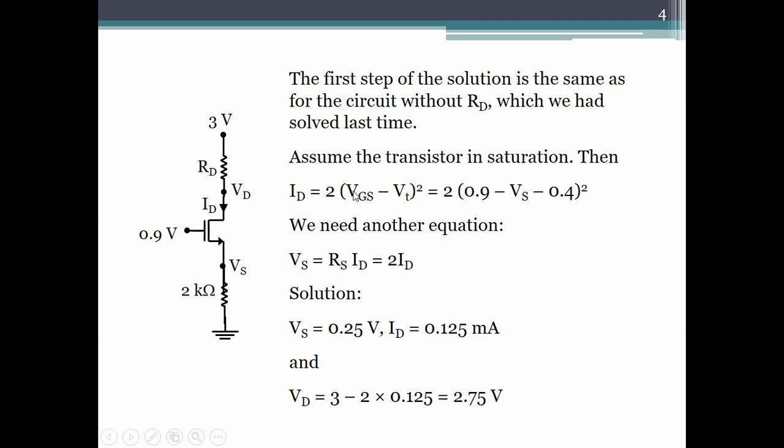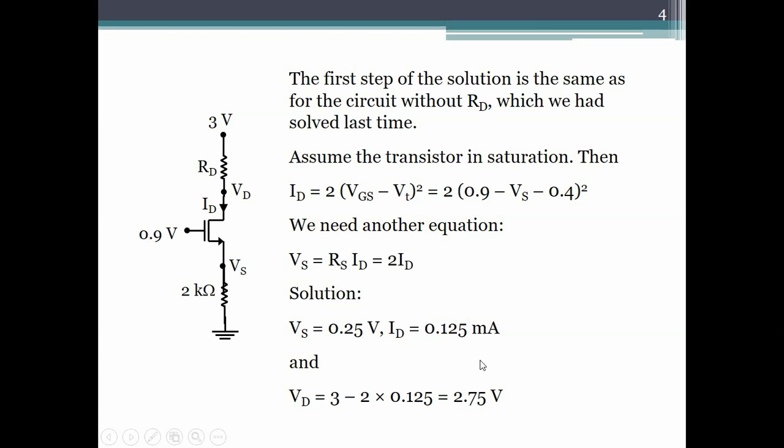So what we note here is that we get the same equations for this circuit with RD under the condition of saturation. If the transistor is in saturation, then the drain voltage does not appear in the equation, and therefore the equation remains the same whether there is a drain resistance or not. So this we had solved last time, so I'm not solving it again. You just look up the last lecture. And what we had found was that the source voltage was 0.25 volts, ID was 0.125 milliamps, and the drain voltage was 2.75 volts. Same answers.